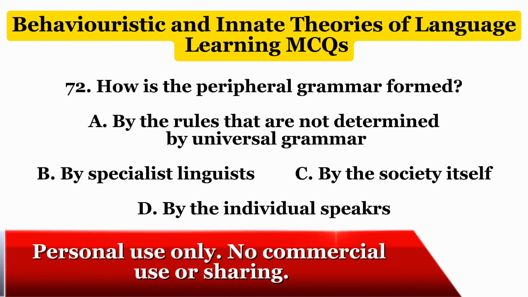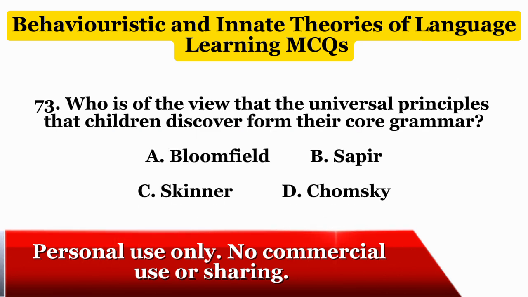How is the peripheral grammar formed? By the rules that are not determined by universal grammar, by special linguists, by the society itself, by the individual speakers. Right option is A. The peripheral grammar is formed by the rules that are not determined by the universal grammar. Who is of the view that the universal principles that children discover form their core grammar? Bloomfield, Sapir, Skinner, Chomsky. Right option is D. Chomsky is of the view that the universal principles that children discover form their core grammar.